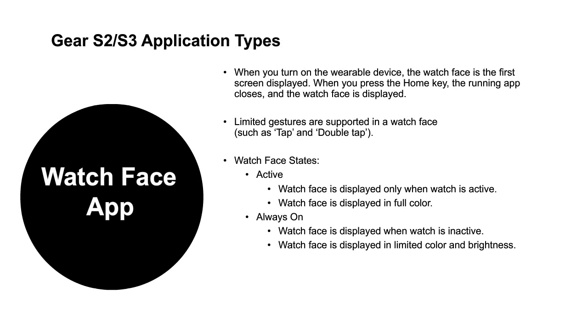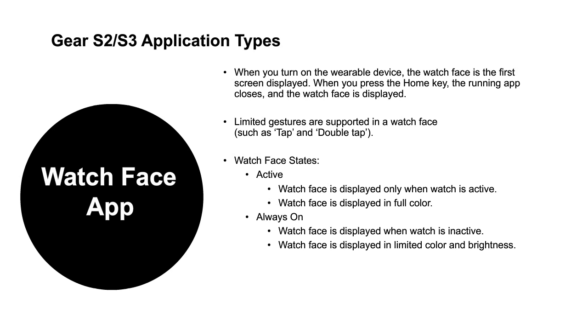So, Gear watch face application types. A watch face can be in two states, either active watch face or always on mode. Active watch face means the watch face will be displayed only when the display is active. If it is not, then the user will not be able to see the watch face. In the always on mode, the watch face will be always visible.